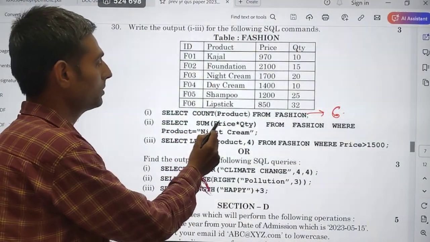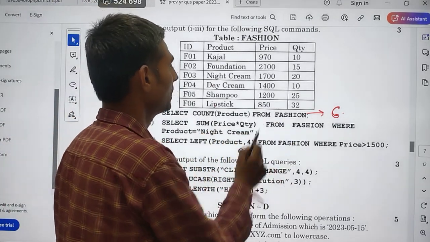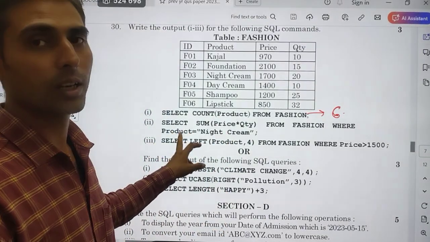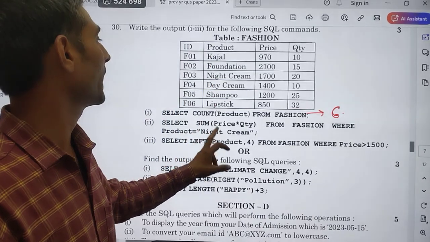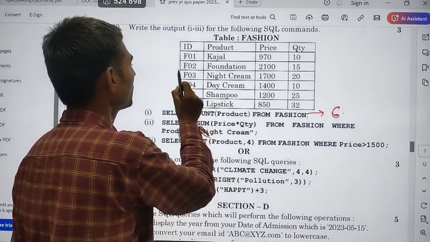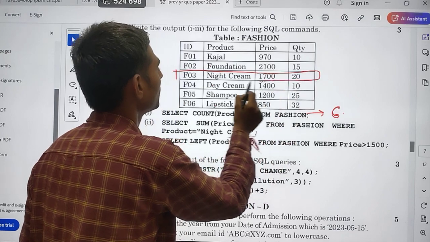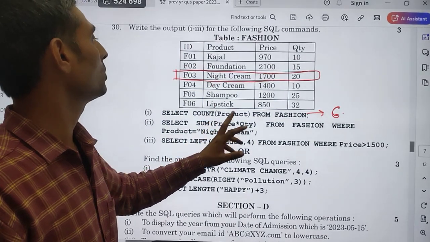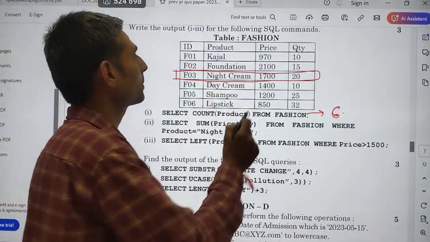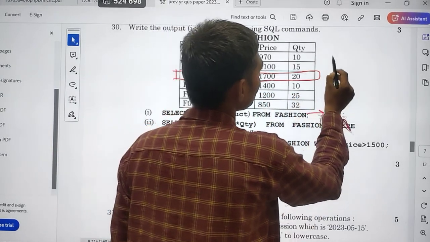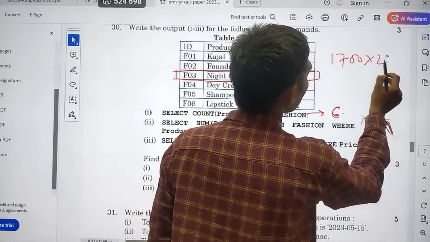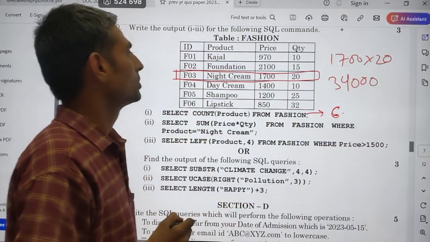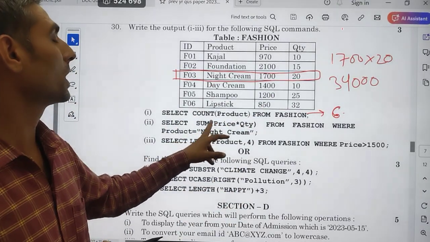Now select sum(price * quantity) from fashion where product equals night cream. Here we have applied a clause that product equals night cream. Now which product is night cream? This is night cream, from the table fashion. Price into quantity. What is the price? 1700 into 20 will be 34,000. So it will give me 34,000.